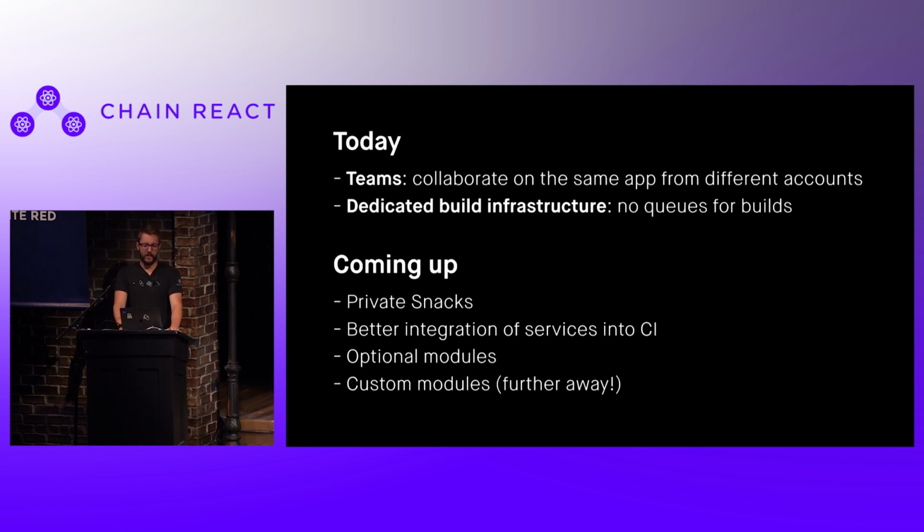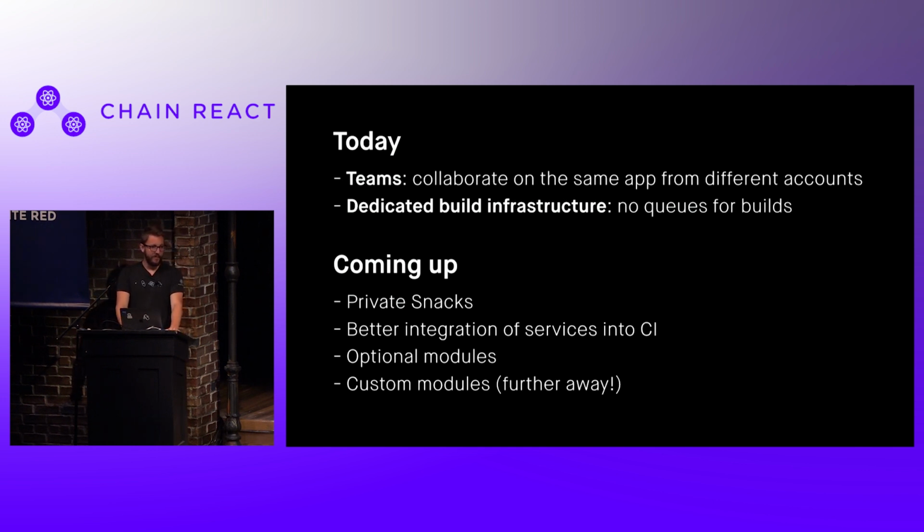Teams allow you to collaborate on the same app from different accounts. So different people on your team can publish and roll back, and you don't have to be sharing credentials between people, and they can also give access to people to view the app from the iOS App Store client. In addition to that, the dedicated build infrastructure means that the builds you run through the build service never have to sit in a queue. You run the build and it'll be processed essentially immediately or as close to immediately as possible.